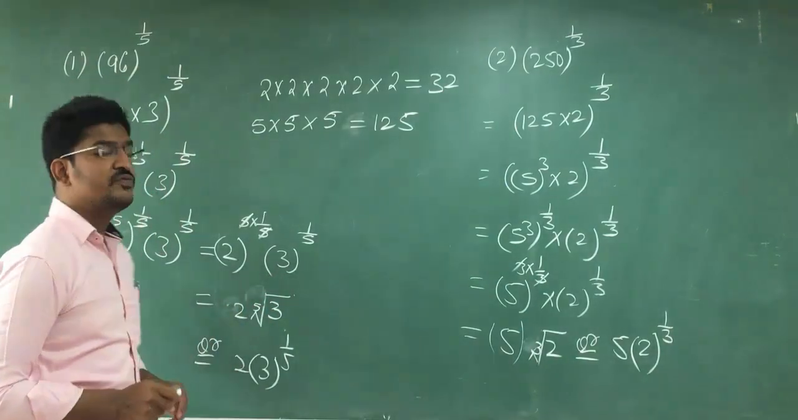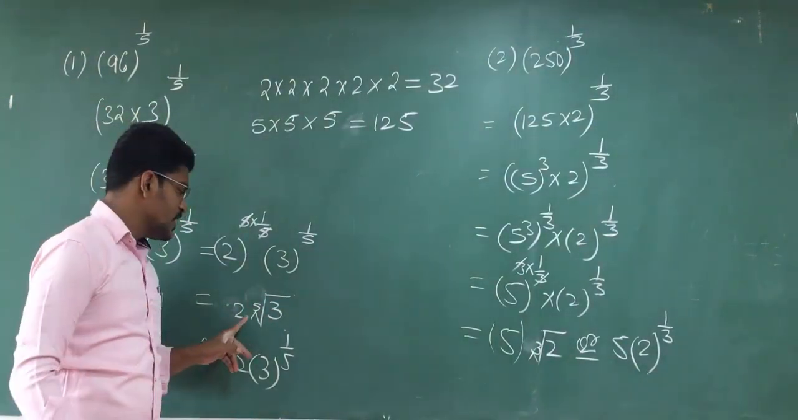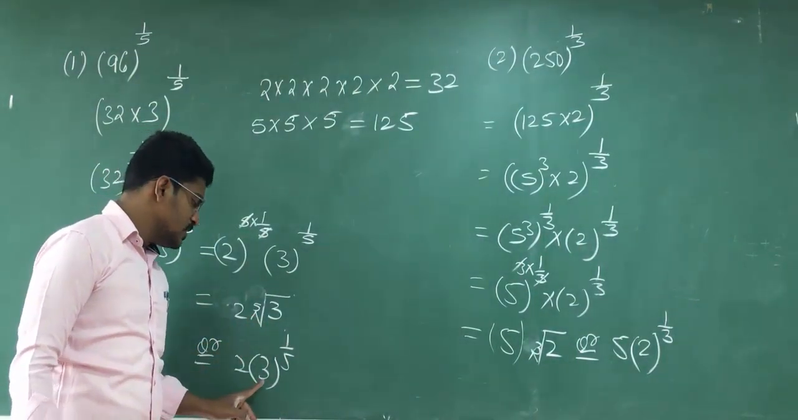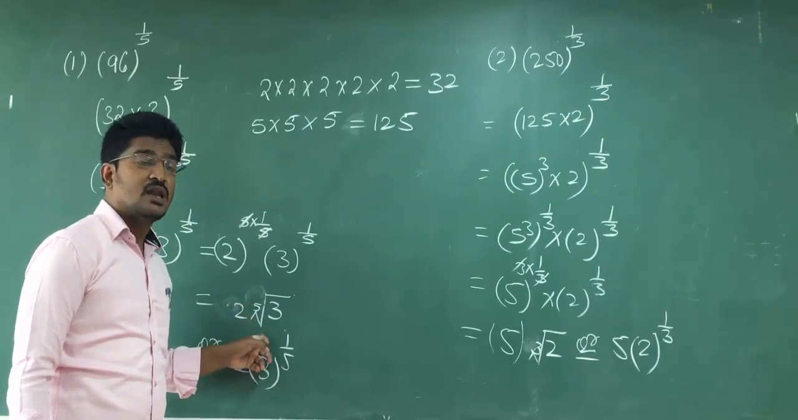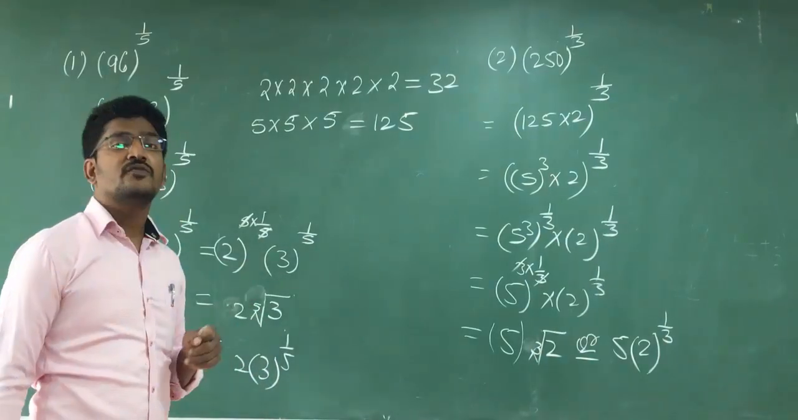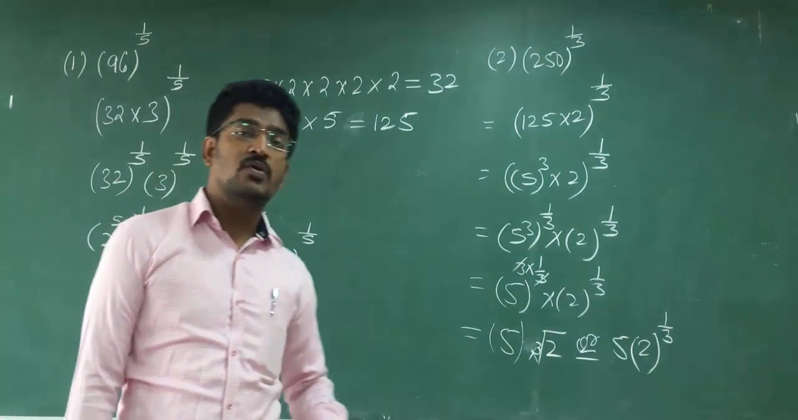Here this is fifth root of 3. Clear? 2 multiplied with fifth root of 3. This is 2 multiplied with 3 to the power of 1 by 5. Don't think that 2 into 5 into root 3. Clear? This is 2 multiplied with fifth root of 3, or you can write it as 2 into 3 whole to the power of 1 by 5.